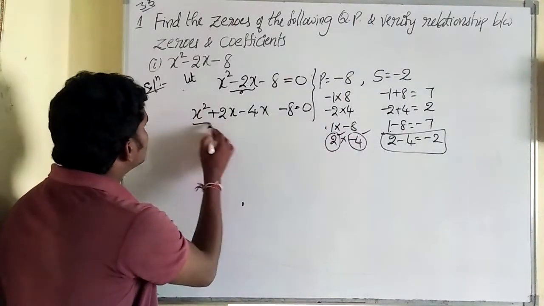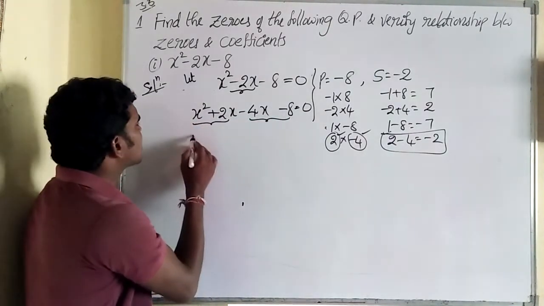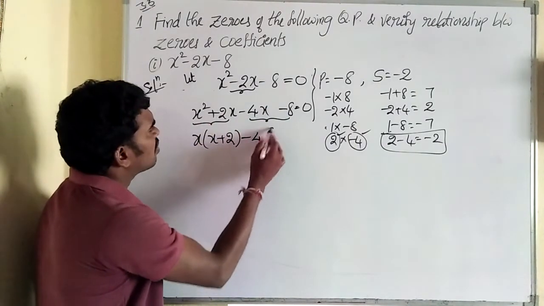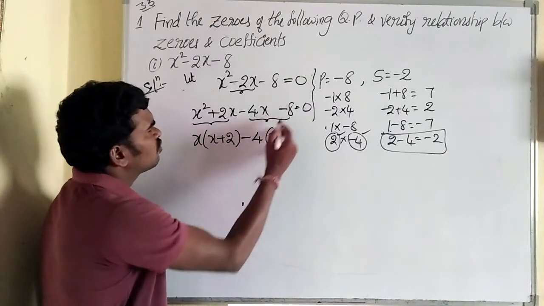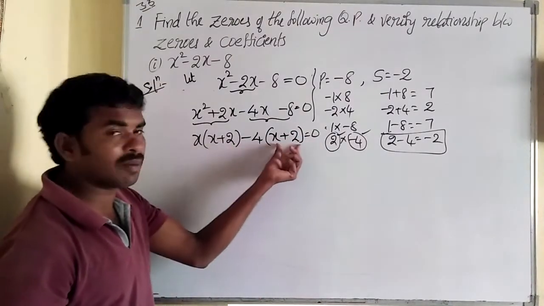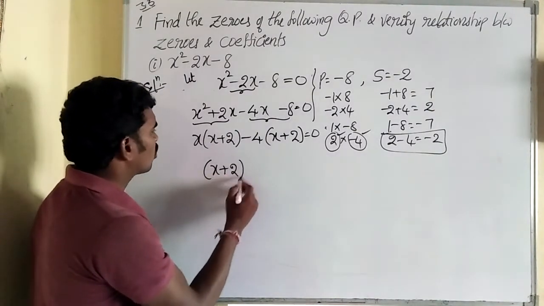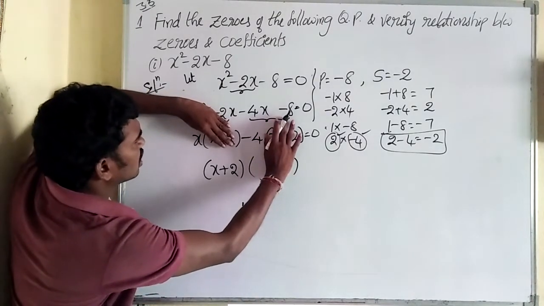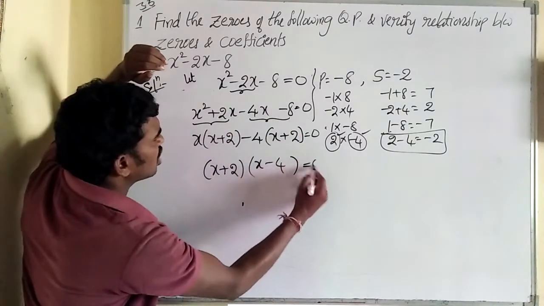Now from the first two terms, x is common, and the remaining is x plus 2. From the next two terms, -4 is common, and the remaining is x plus 2. So in both, x plus 2 is common. Taking x plus 2 out, the remaining is x from one and -4 from the other, so x minus 4, equal to 0.